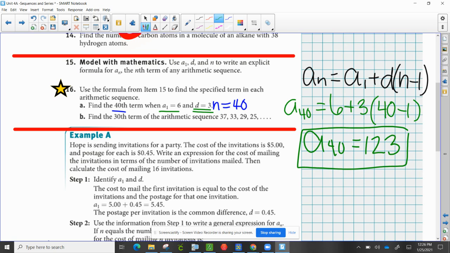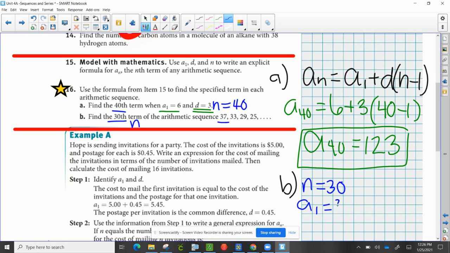Okay, so again, what that means is this sequence that starts with 6 and then adds 3 to every term, if we did this 40 times, the number should be 123. Okay. In B, so this is A, let's just mark that. Okay, in B, they want you to find the 30th term, so there's our n. So in this problem, I'm just going to write n is 30 of this sequence.